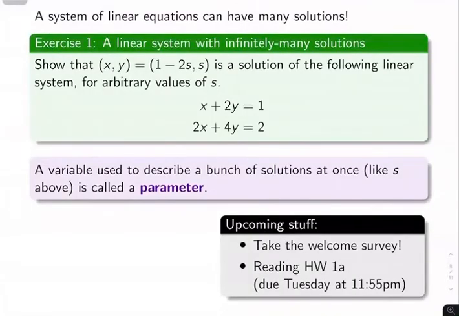It's also possible for a system of linear equations to have many solutions. In this exercise, we want to show that the set of pairs (1 minus 2s, s) for any values of s is a solution to this linear system. Now, I'd like you to pause the video and try to do this on your own and then come back to the video.